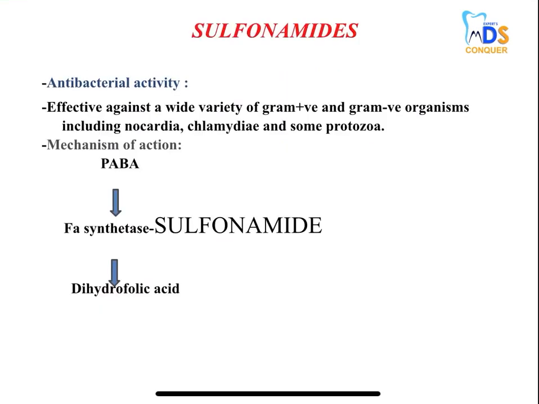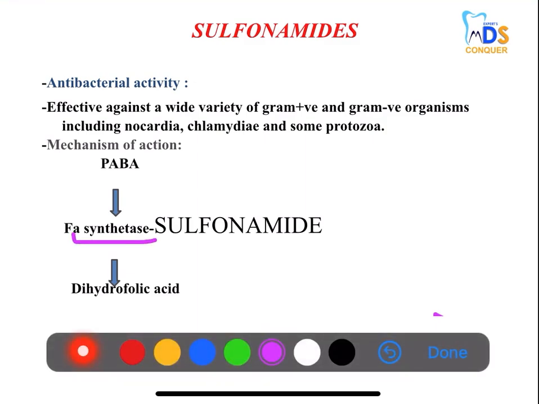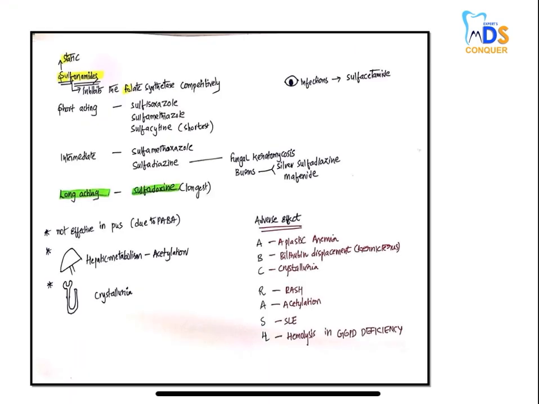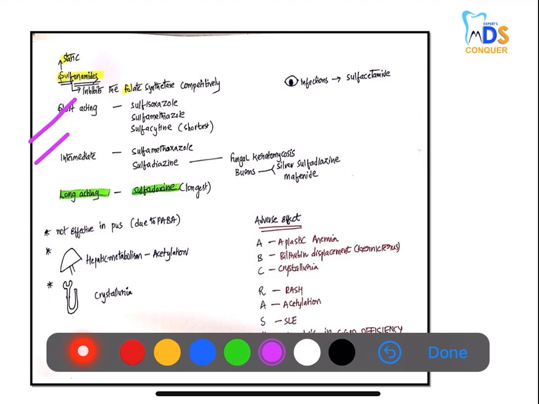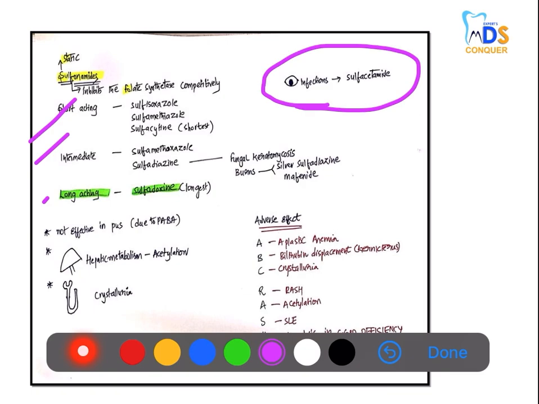Next, coming to the sulfonamides, they inhibit the folic acid synthase enzyme. Sulfonamides are again short acting, intermediate and long acting. In eye infections sulfacetamide is given. It is not effective in pus, very important, due to PABA, and crystalluria is very important.